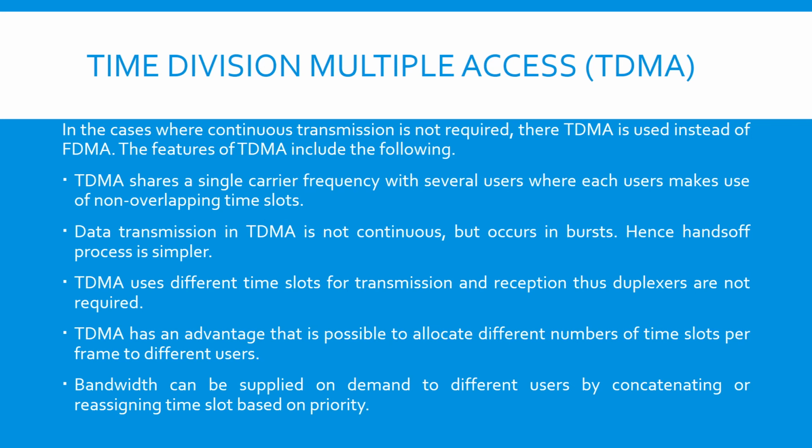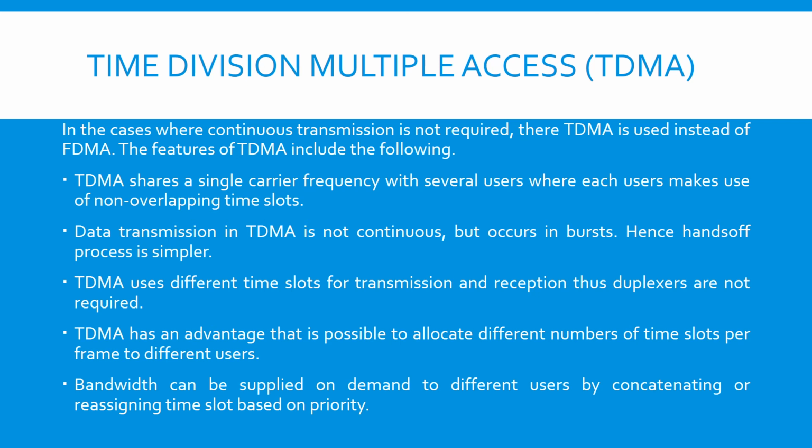Now TDMA has an advantage that it is possible to allocate different numbers of time slots per frame to the different users. TDMA has an advantage because, as we have studied earlier in this slide, it uses a single frequency allocated to different users, but they use different time slots. So this is the main advantage of this technology.